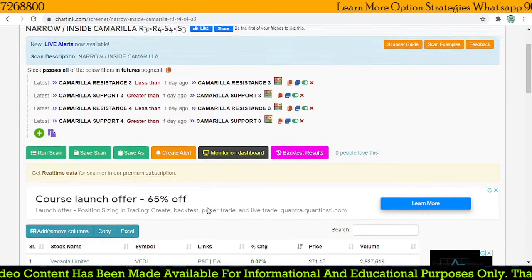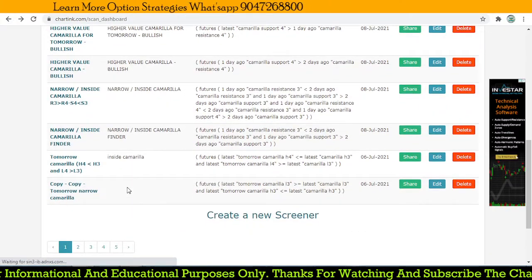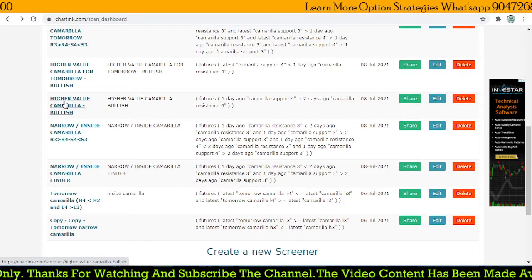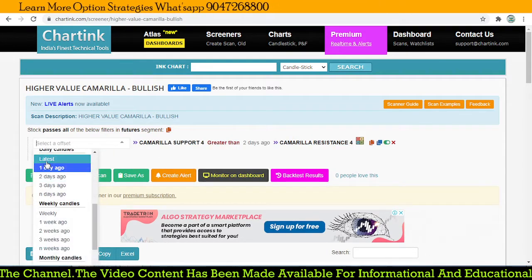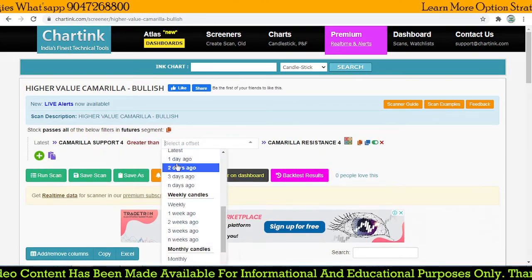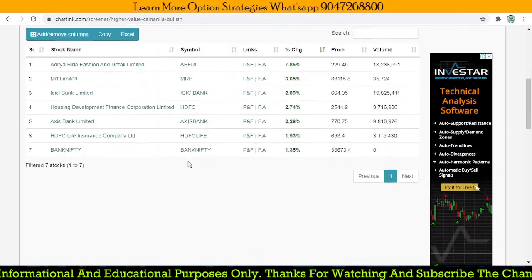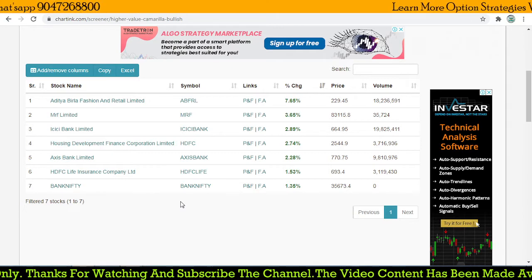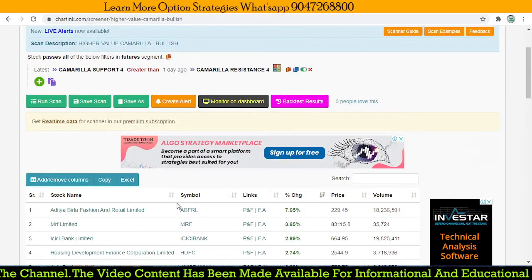Let's go for the stocks which are giving bullish signals. Let's find the higher Camarilla, a higher value, and focus on it for today's scenario. Before market opening, we can find these stocks: Aditya, MRF, ICICI, HDFC, Axis, and a few more.